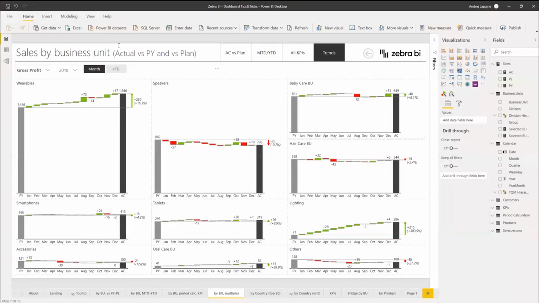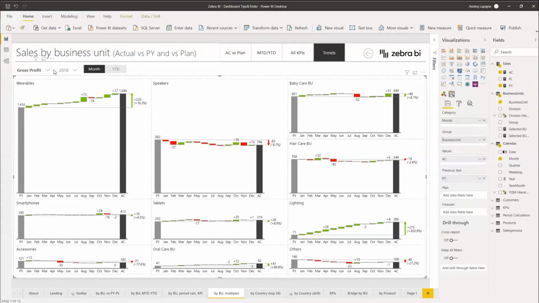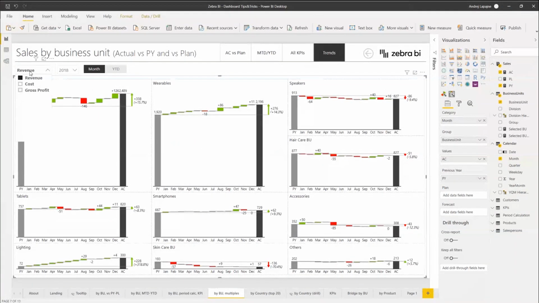So you will have doubled or tripled or quadrupled visuals in your page, which is very time consuming to create, but also very messy to maintain. So my recommendation would be, do not use bookmarks and buttons for things like changing a KPI in your visual. This should be done with DAX and with a normal Power BI slicer.